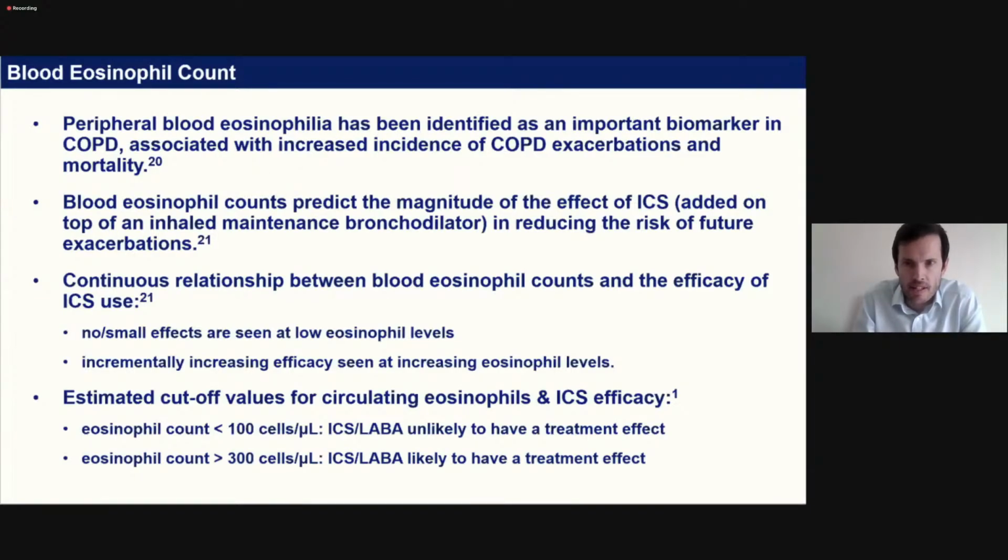Data modeling has identified estimated cutoff values for circulating eosinophils and ICS efficacy. So, ICS bronchodilator inhalers are likely to have little or no treatment effect with circulating eosinophil counts less than 100 cells per microliter. In contrast, patients with blood eosinophil counts more than 300 cells per microliter are most likely to experience a treatment benefit and reduction in their exacerbation risk. I think this is a key factor.